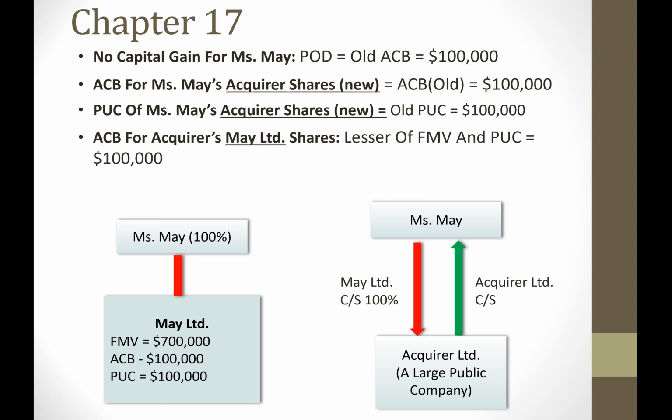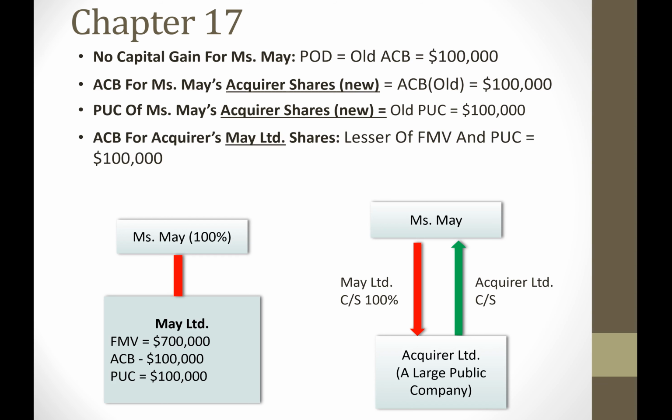So fairly straightforward. And the ACB of the May Limited shares that Acquirer Limited now owns will be the lesser of the fair market value and the PUC. Once again, the PUC is the lesser of the two amounts. And so Acquirer Limited, which now owns the May Limited shares, will hold those at an ACB of $100,000. So everything is just going to transfer free of tax. Moving on to the next slide, we're going to focus on the conditions required for a Section 85.1.